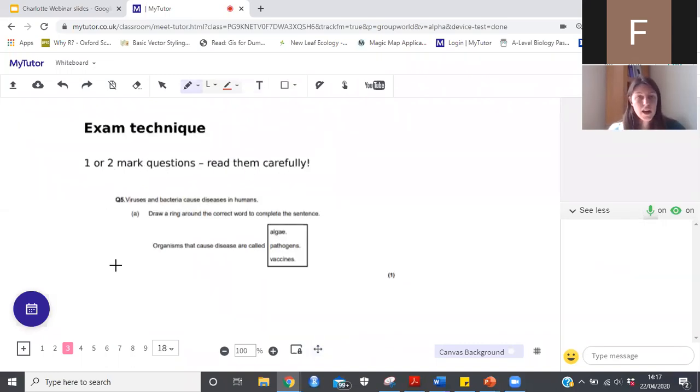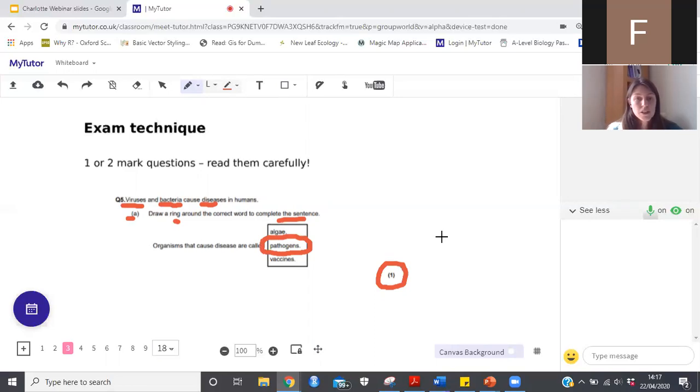So for this question here, viruses and bacteria cause disease in humans. So we know that they're talking about viruses and bacteria and that they're causing disease. Part A, draw a ring around the correct word to complete the sentence. So we know we need to complete the sentence. Organisms that cause disease are called algae, pathogens, or vaccines. The correct answer there is pathogens. Pathogens are organisms that cause disease. That's the definition of them. It's a 1 mark question, so that's all we would need to do for that question.